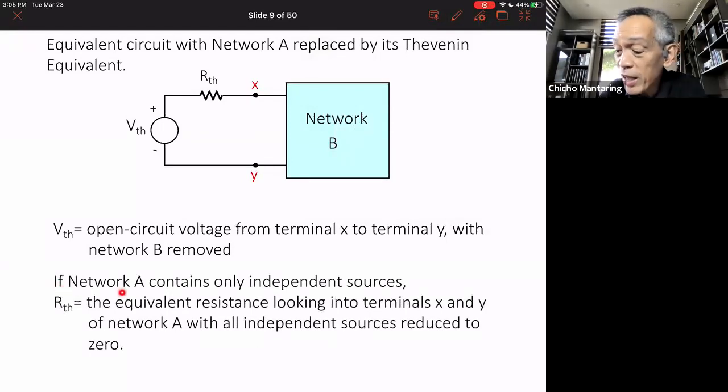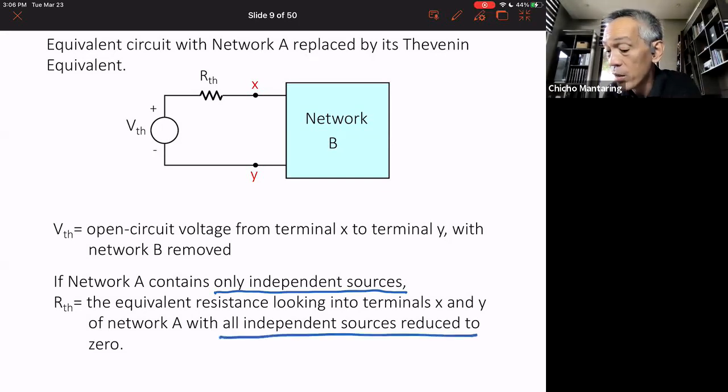Now, if network A contains only independent sources, so sabi natin, no, network A can contain both independent and dependent sources. And the only restriction we gave was that if it contains dependent sources, dapat controlled within network A. Now, for the case when network A contains only independent sources, RTH is the equivalent resistance looking into terminals X and Y with all independent sources reduced to zero.